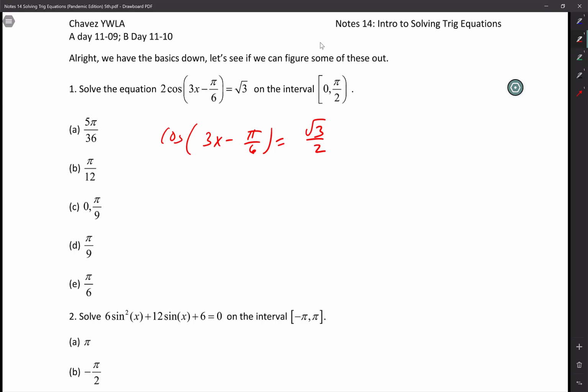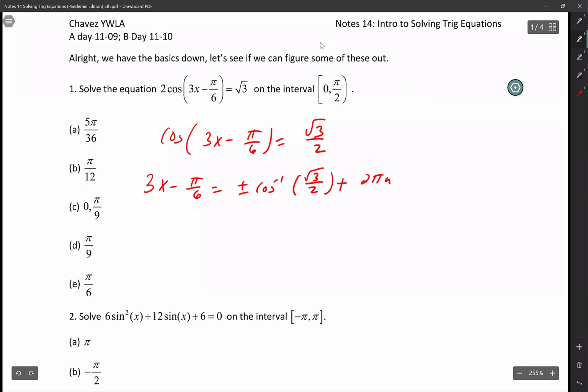And then from here, it looks like it's just the stuff that you guys have already been pretty accustomed to. You take the arc cosine of both sides. So you have 3x minus pi over 6 equals plus or minus arc cosine of square root of 3 over 2 plus 2 pi n. Now, I know this is how we did it last time, guys, but whenever it's a perfect coordinate or a perfect radian like it is here, I wouldn't bother with equations. I would just use logic.